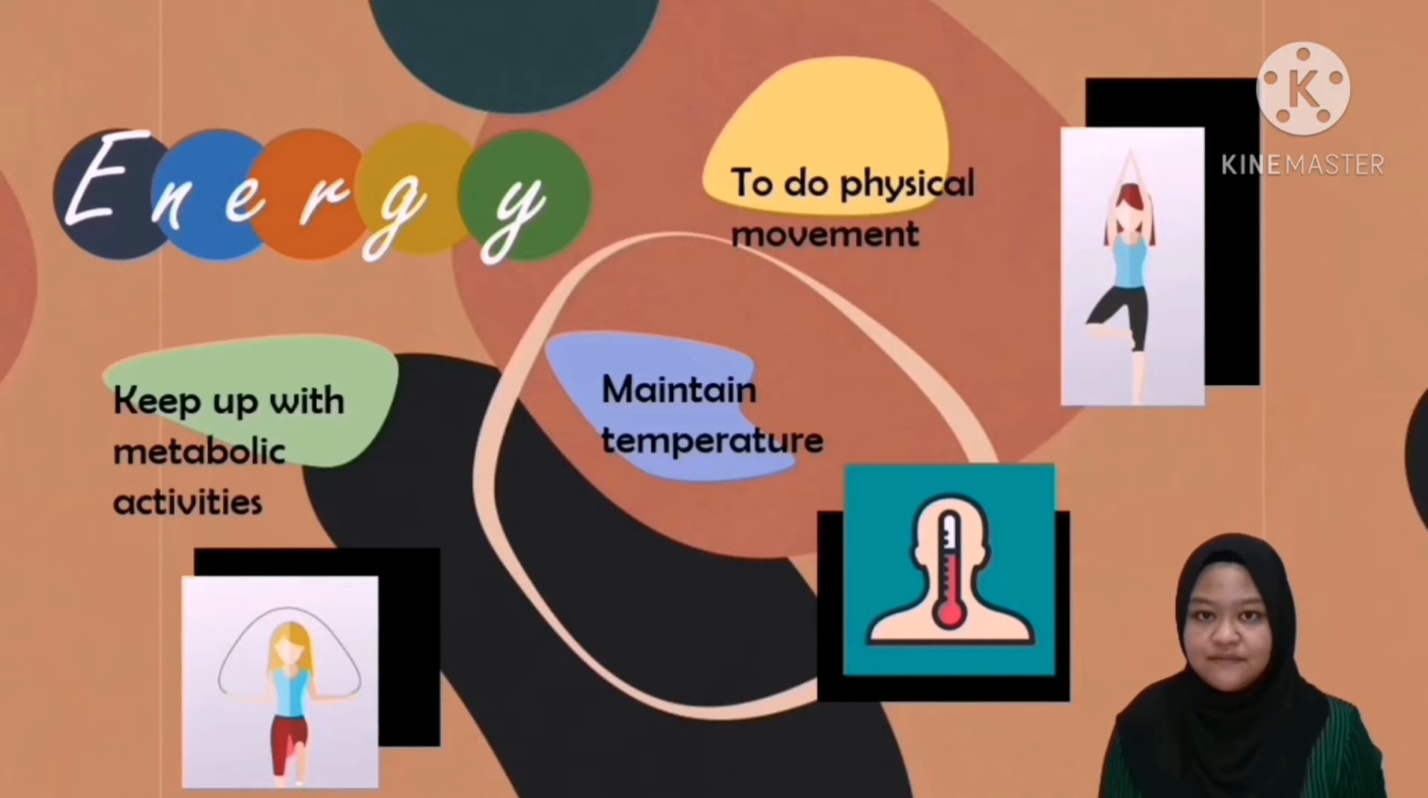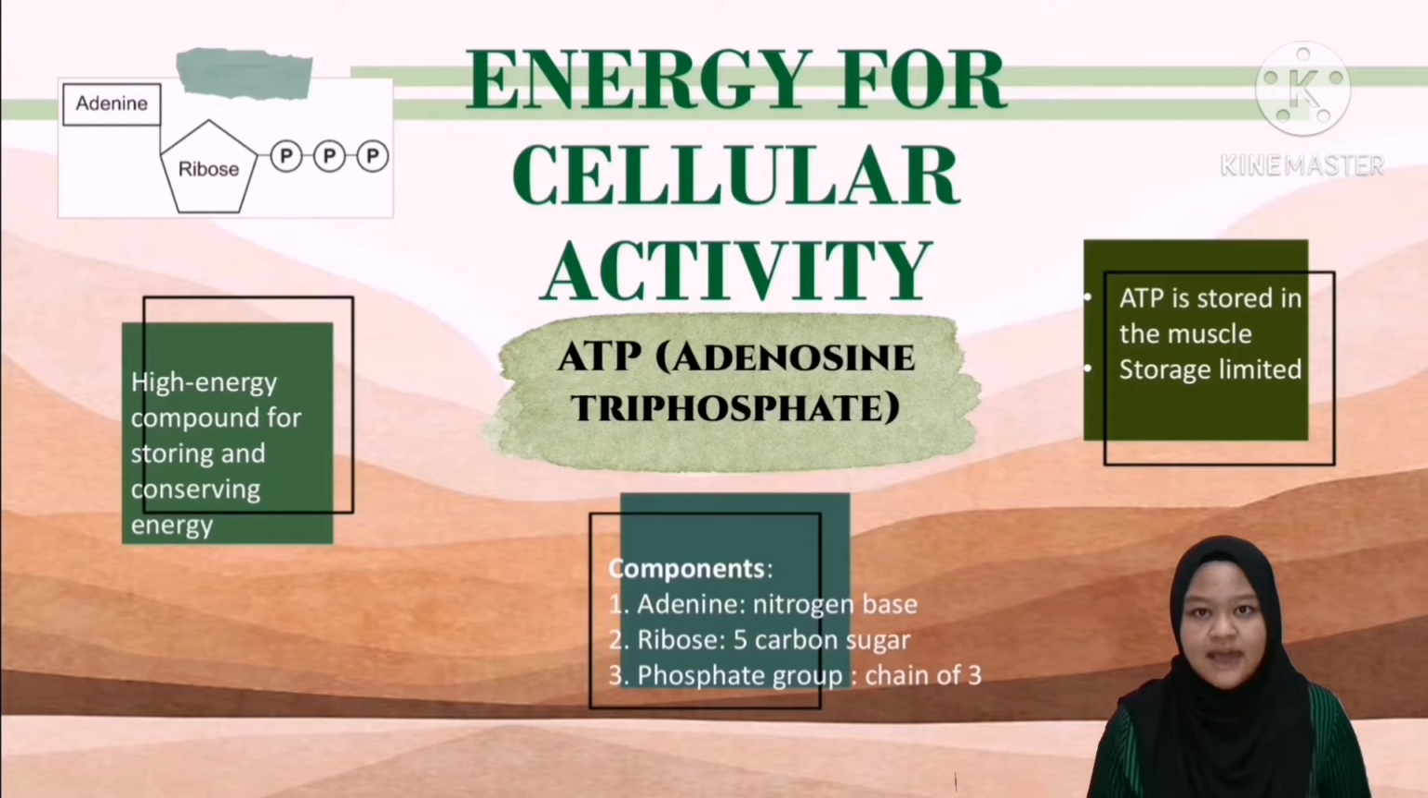Energy is needed to do some physical movement, maintain body temperature and keep up with all the metabolic activities in the body. Energy in our body is called adenosine triphosphate. For short, we call it as ATP. ATP is a high energy compound for storing and conserving energy.